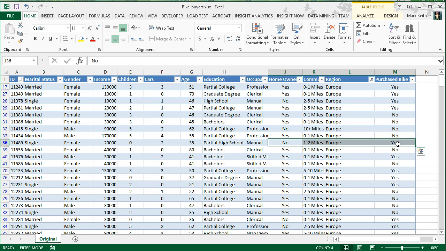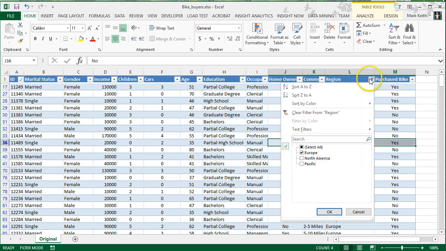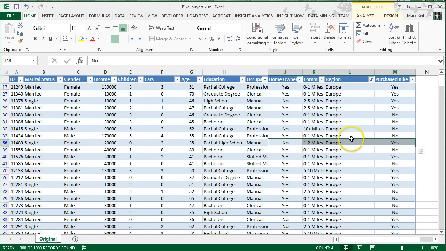Instead, let's show the percent of people who came into the store in each region who actually bought a bike. That might be more useful because it would be showing us our conversion rate, the number of people who came in who we converted into a sale. So I've filtered by region. I want you to do this too. Go ahead and click on this down arrow and let's just grab those who came into our European store.